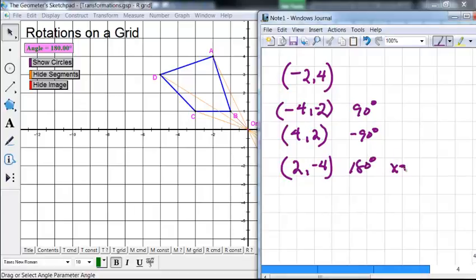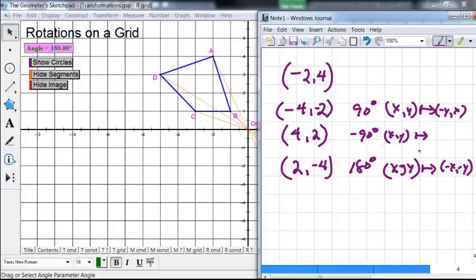So this is going to take (x, y) and send it to (negative x, negative y). They both just change sign. The 90 degrees is going to take (x, y) and send it to (negative y, x). And negative 90 degrees is going to take (x, y) and send it to (y, negative x). So kind of interesting what actually happens to the x and y on these particular types of rotations about the origin. Now remember, these are specifically rotations about the origin, and we only did certain specific ones.